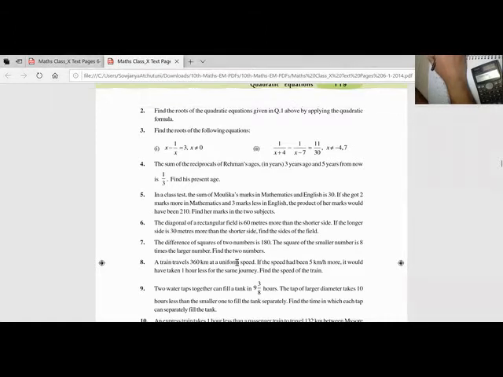Now we'll see another. Let us say problem number 8. A train travels 360 kilometers at uniform speed. If the speed had been 5 kilometers more, it would have taken 1 hour less for the same journey. Find the speed of the train. It is given a train travels 360 kilometers at some speed. 360 is the distance. And if the speed is more, the time is less, it would take 1 hour less. Find the speed of the train.